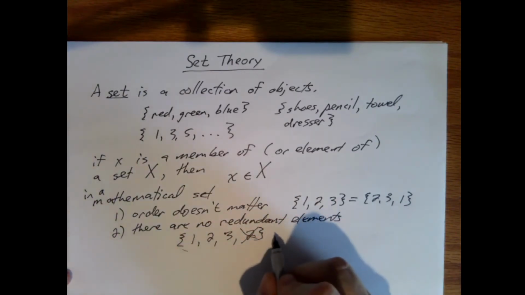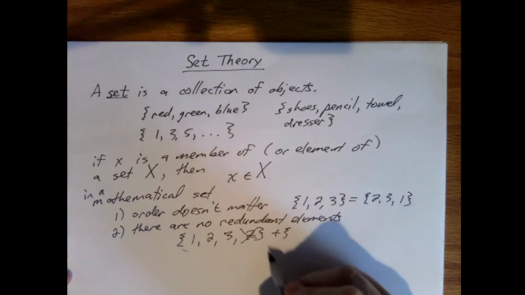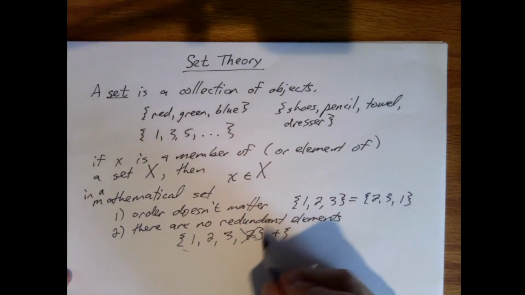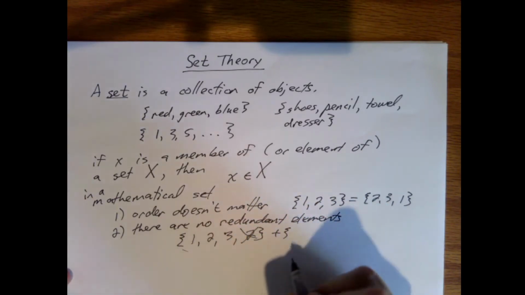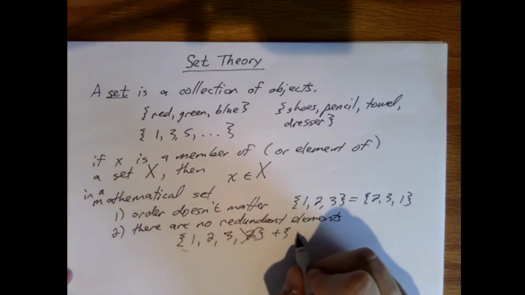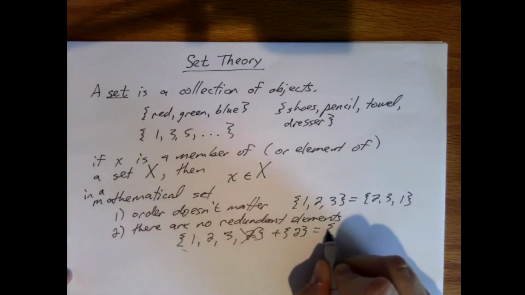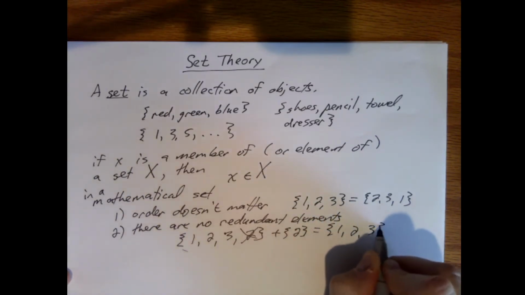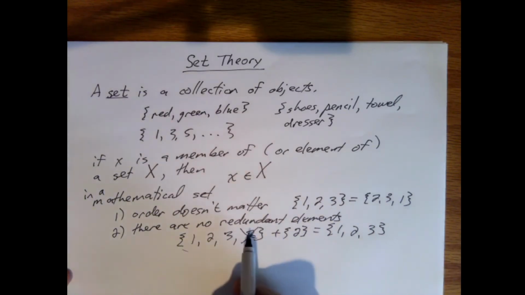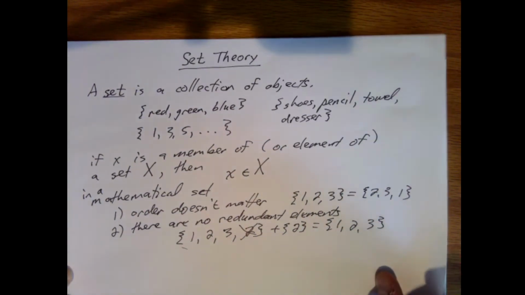And in fact, if we were to try to add something to this, we're combining sets here. And there's really a symbol for this, but I'm using plus since that makes sense to us right now. But if I were to add these together with the set containing 2, it still is just 1, 2, and 3 because of the lack of redundancy. Okay? So how do we represent sets?